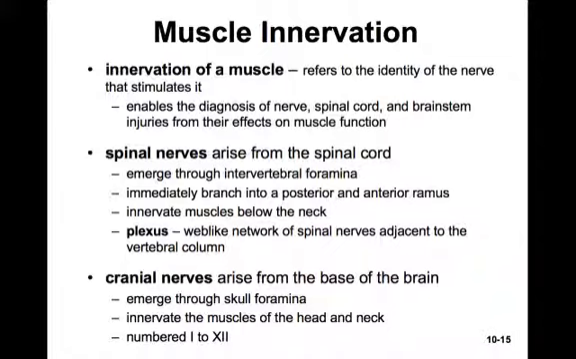We'll see various nerve plexuses, which are web-like networks of spinal nerves that are adjacent to the various regions of the vertebral column. You might recall some of these from first semester. As you'll also recall, cranial nerves arise from the base of the brain, and they emerge through the foramina, or little holes, in the skull. They innervate the muscles of the head and neck.